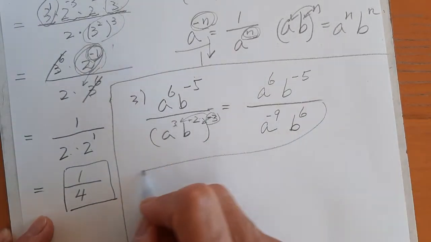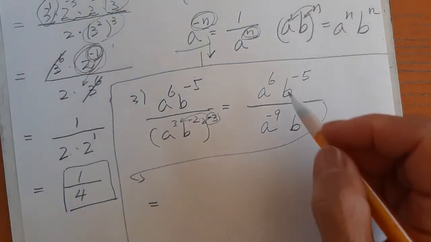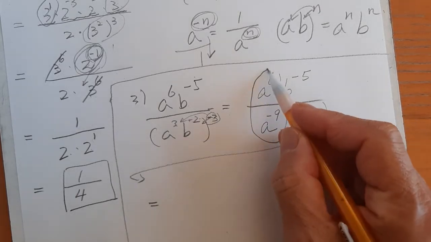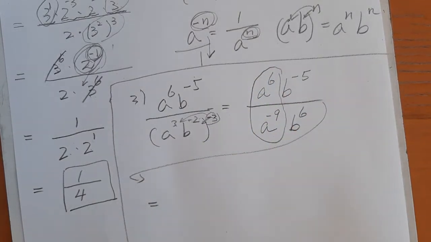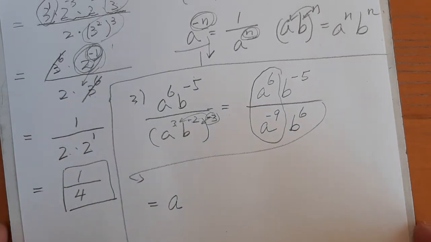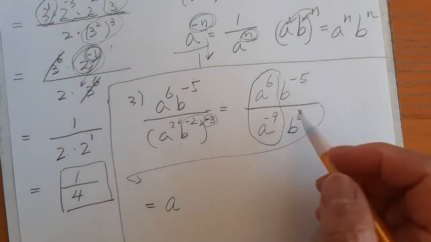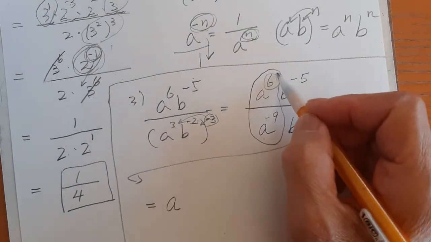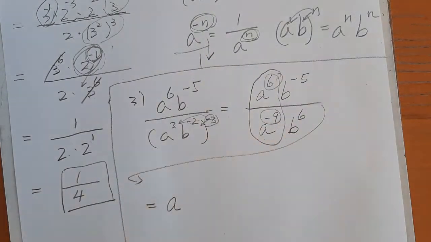Then equal to, the two have the same base, divided. Same base, it's a, divided. So use the quotient rule. The quotient rule is, when it's the same base, you subtract the exponents. 6 minus negative 9.